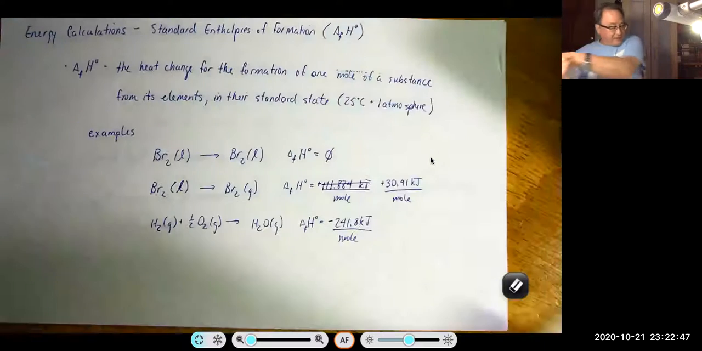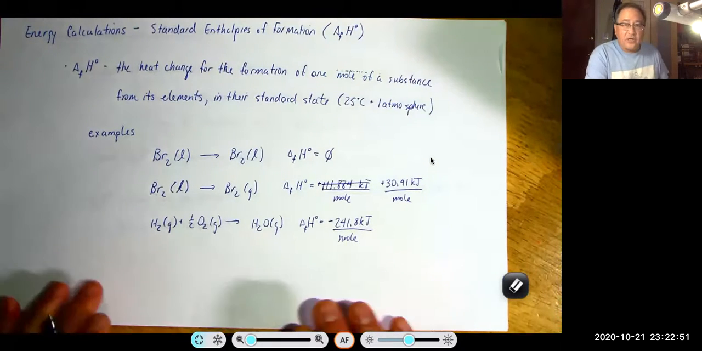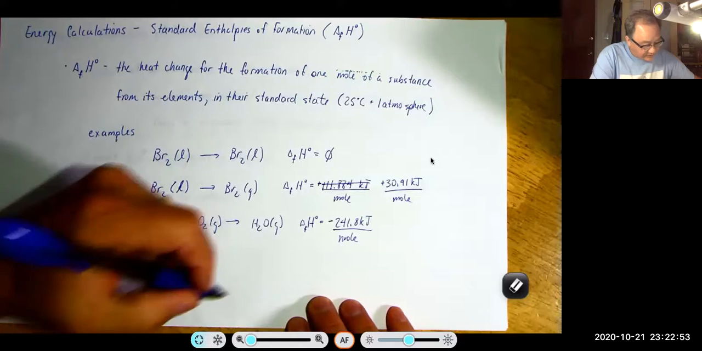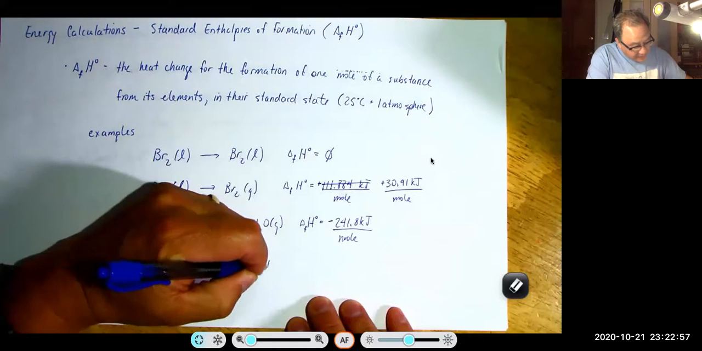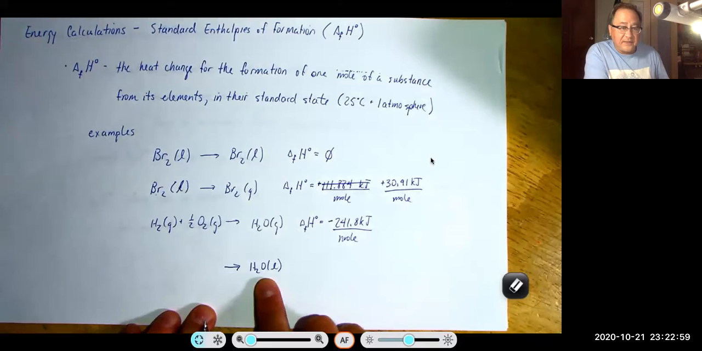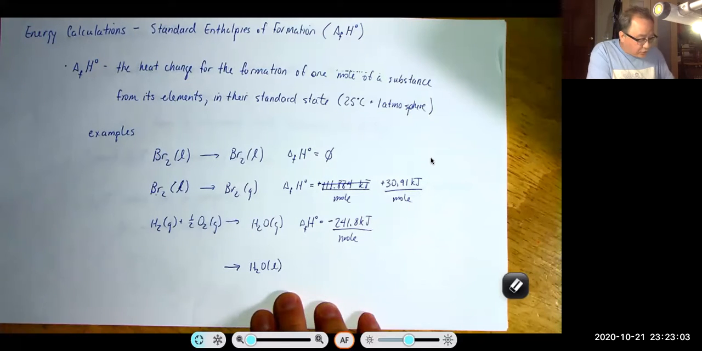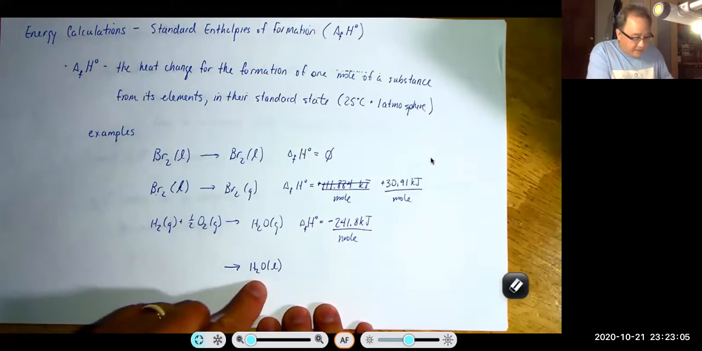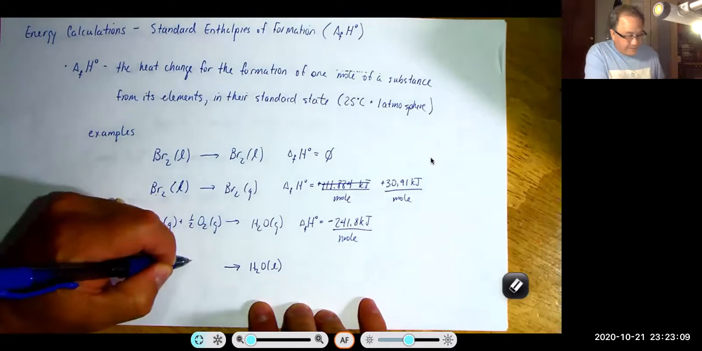Now, let's do one more. Only this time, instead of being given the reaction, we're going to write it out. So this is how you do it. So let's find the standard enthalpy of formation of H2O liquid. So to write the reaction out, what you do is you look at the elements in the compound. The elements are hydrogen and oxygen.